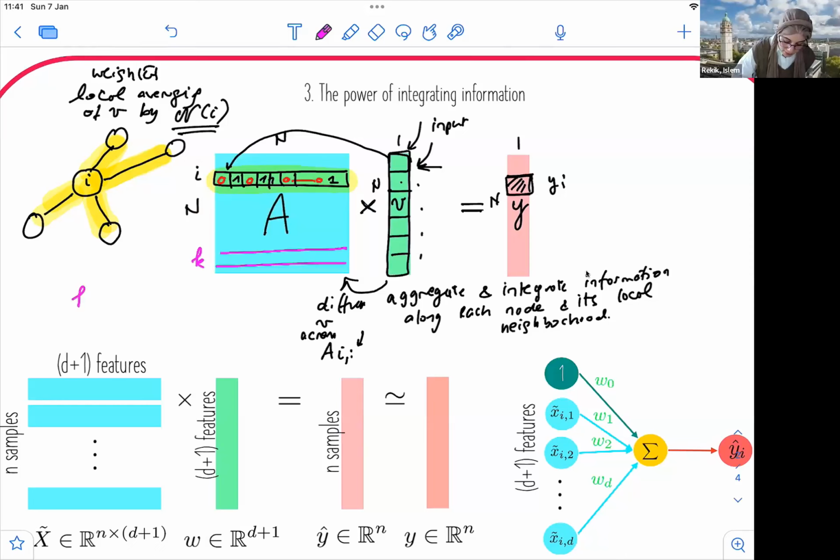Node K maybe has only 2 neighboring nodes, so 1, 1, and the rest 0. So what's going to happen is that I'm going to multiply this vector by the neighborhood of K, and this will filter out all the remaining values. So everybody here will get nullified. It will be assigned 0, and I'll only care about these 2 values.